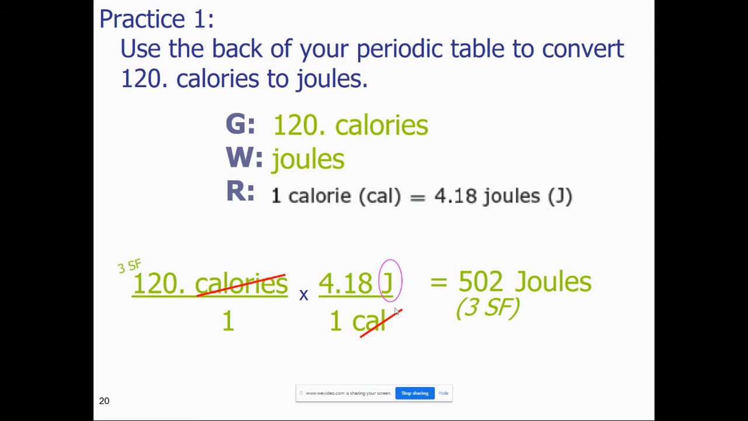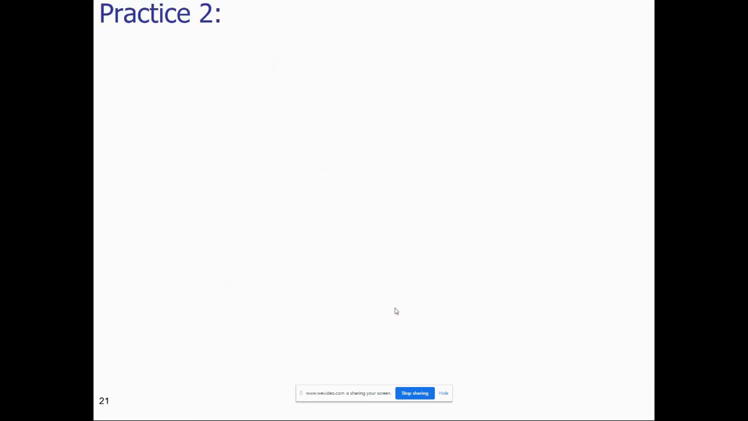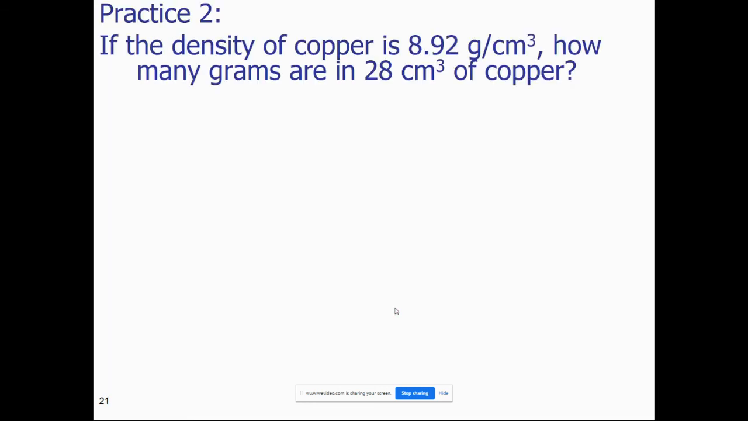Three significant figures. Okay, let's do another one. This one's a little more complicated. We're running through a lot of problems here. This is a little more complicated, but it's not complicated if you use the same process.